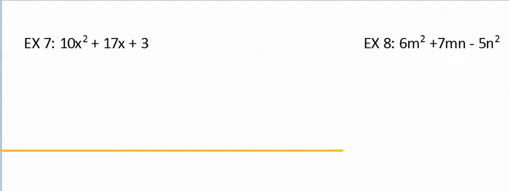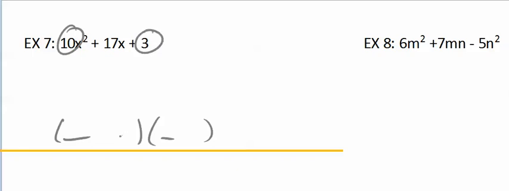We'll do one more example. 10x squared plus 17x plus 3. Again, what you can do is guess and test for this, thinking of factor pairs of 10 that can go in the first spot, and then factor pairs of 3 that go in the second, and then guessing and testing using the FOIL.